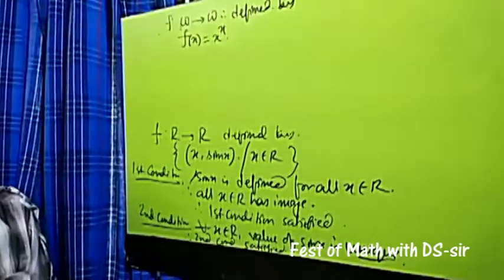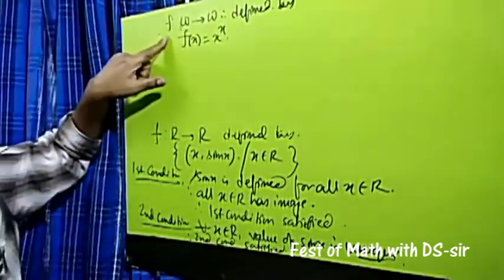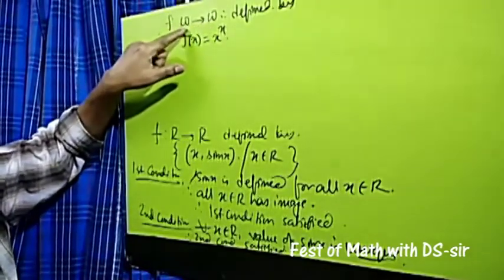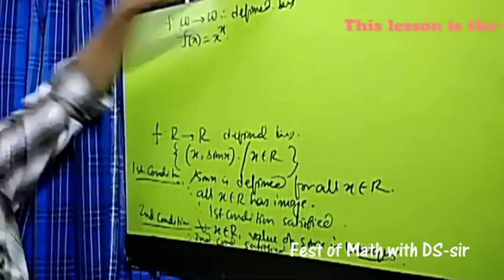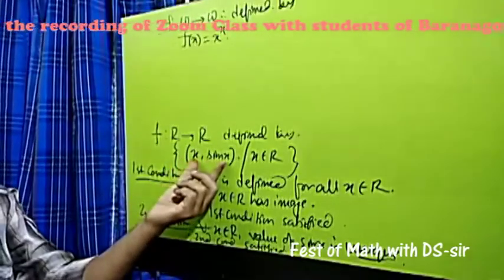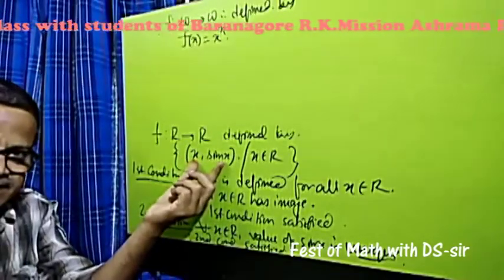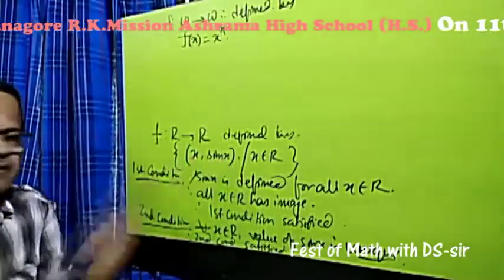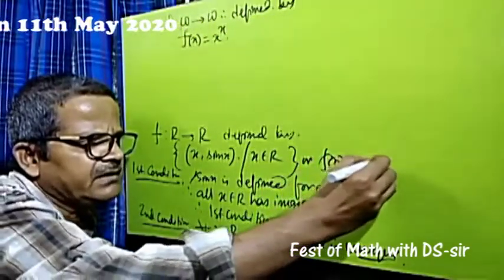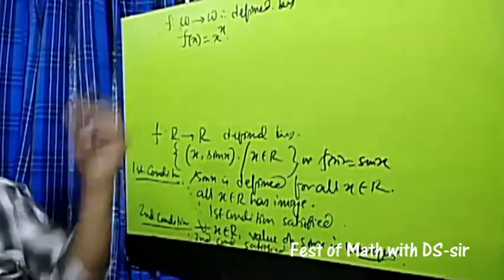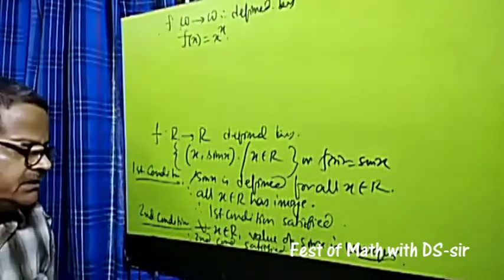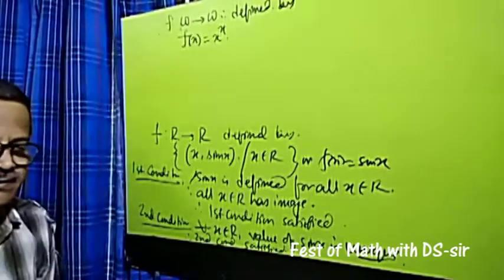Now see our next example. f from W to W, where W is the set of whole numbers, defined by f(x) is equal to x to the power x. So f(x) is equal to x to the power x. Now I have to check the first condition as well as the second condition.